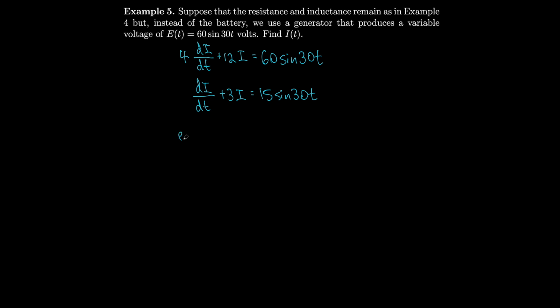So we have 4 times di dt plus 12i is equal to 60 times the sine of 30t. So expressing this in our form that we're used to for linear differential equations, we have di dt plus 3i equal to 15 times sine of 30t. So our integrating factor is still e to the 3t. So we multiply everything by e to the 3t.